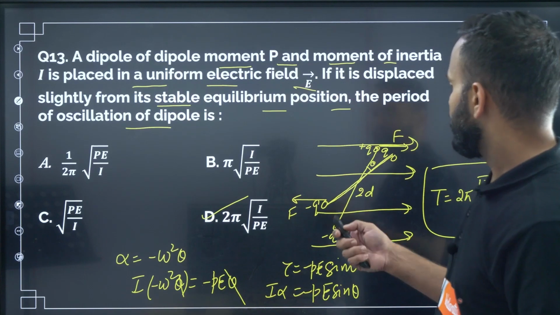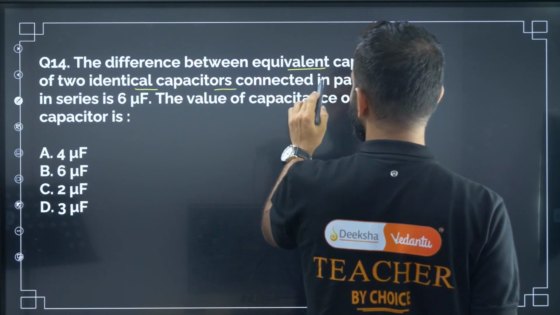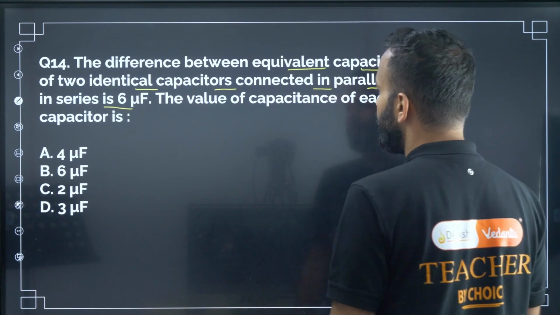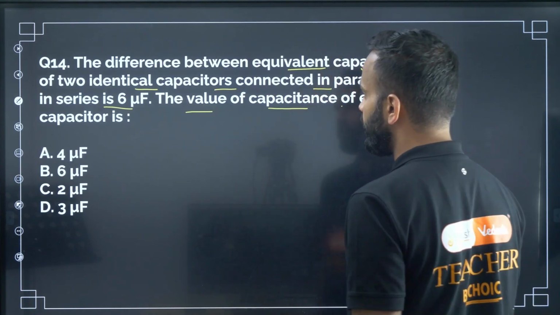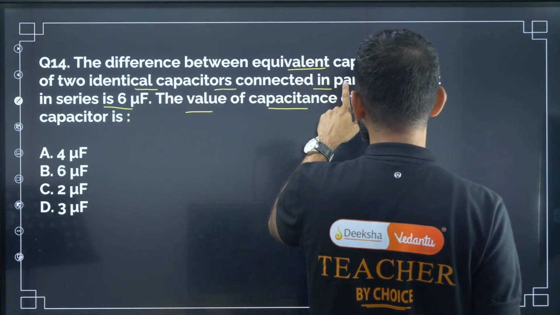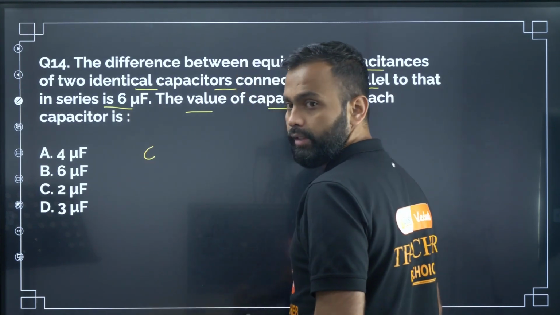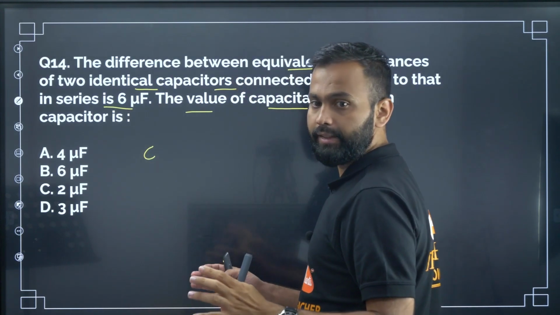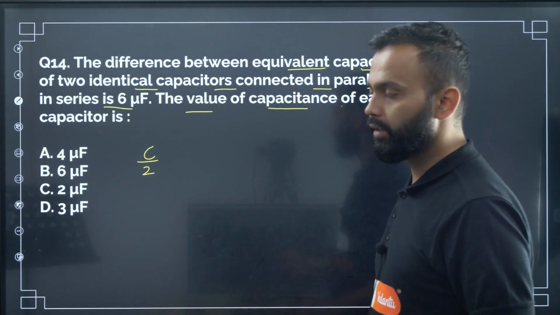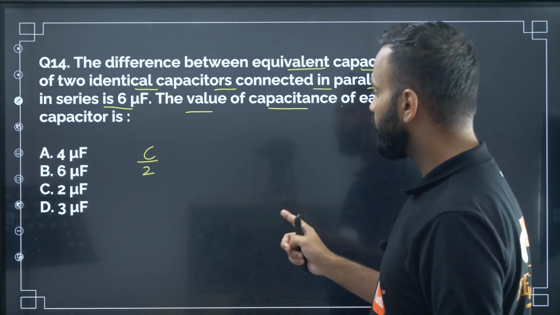Okay, next question, question number 14. The difference between the equivalent capacitances of two identical capacitors connected in parallel to that in series is 6 microfarad. The value of capacitance of each capacitor is? So when two capacitors are connected in series, 1 by C1 plus 1 by C2, that is 1 by C plus 1 by C, that is 2 by C. So C net equal to C by 2.